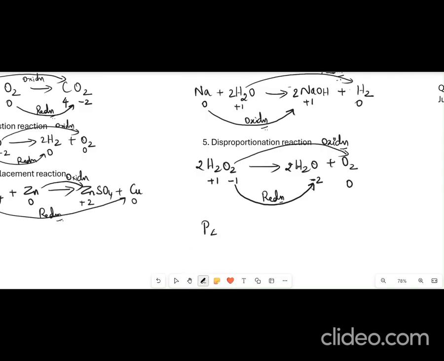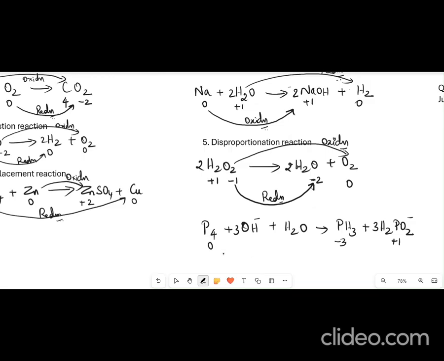If you take P4, phosphorus reacts with the base in presence of water or aqueous solution, and it forms PH3 and H2PO2 minus. Okay, so here let's observe phosphorus. Here it is in the 0 oxidation state. So here it is in -3 oxidation state, and here it is in +1 oxidation state. You know very well how to calculate the oxidation state of an element from a compound, so it's quite easy.